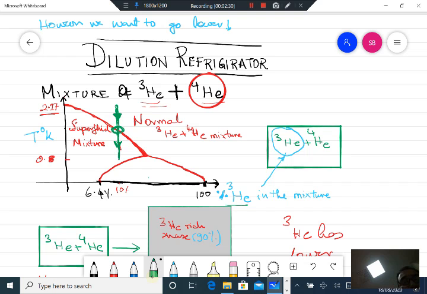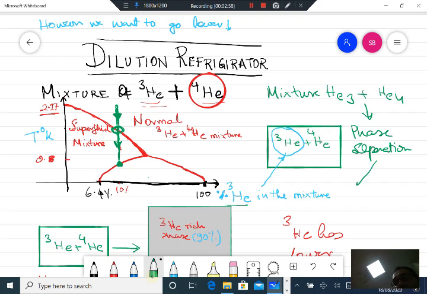So you still keep on reducing the temperature until you hit this point. At this point, something else happens in the system. This mixture of helium-3 and helium-4 undergoes a phase separation into a helium-3 rich phase and a helium-3 poor phase.